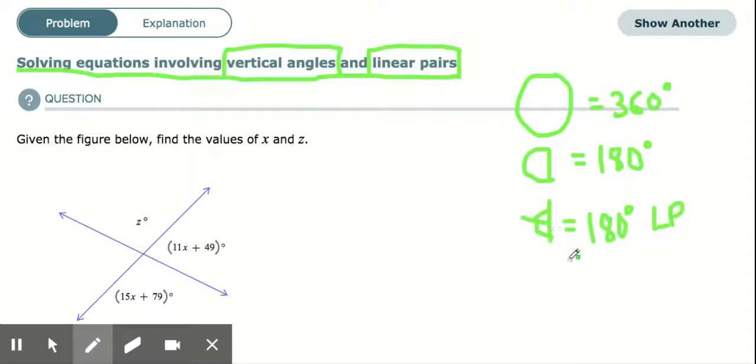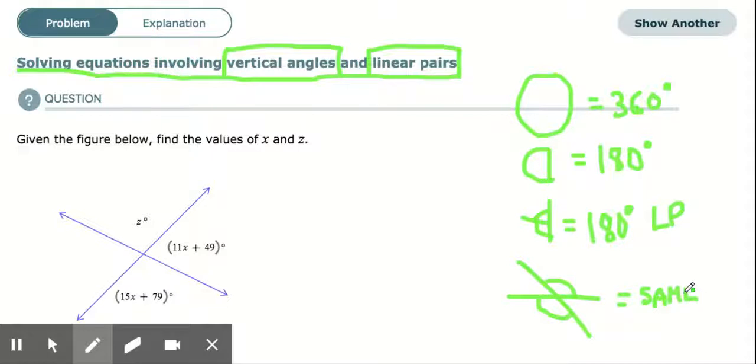The other thing you need to know is that when you have two lines that cross, no matter how they cross, since all of these add up to 180 degrees, and since this angle is the same as this angle, no matter how the lines cross, you know that opposite angles are equal to each other. They're the same. That's what vertical angles are, right?